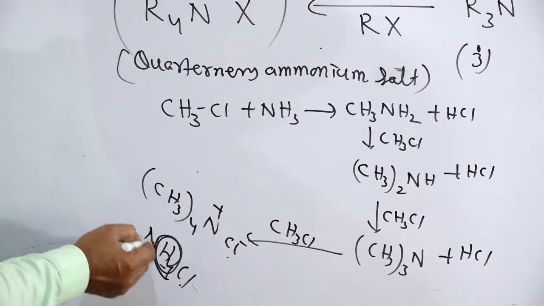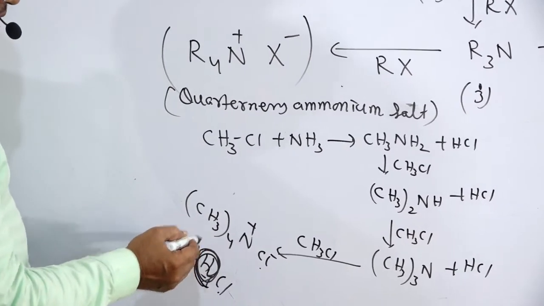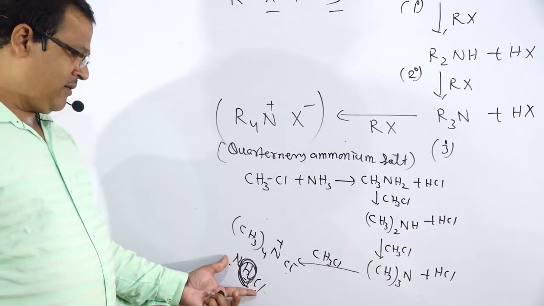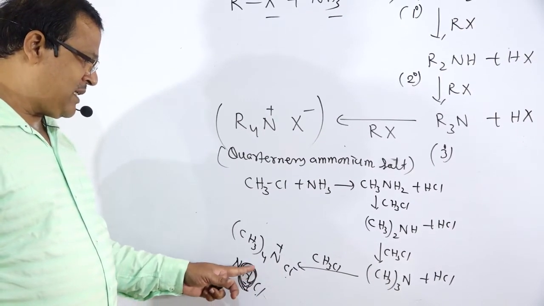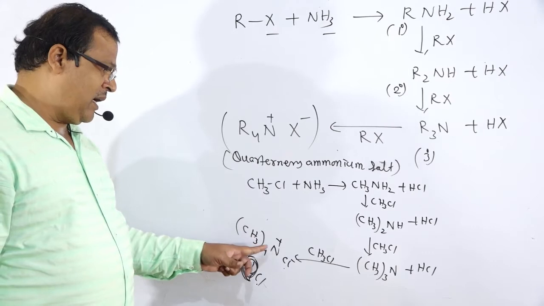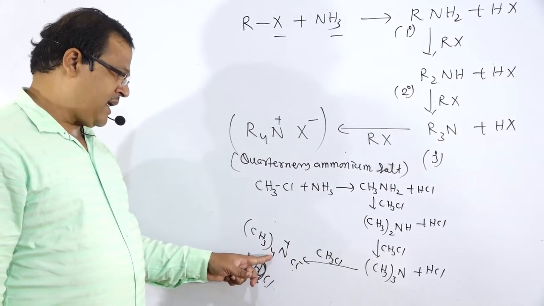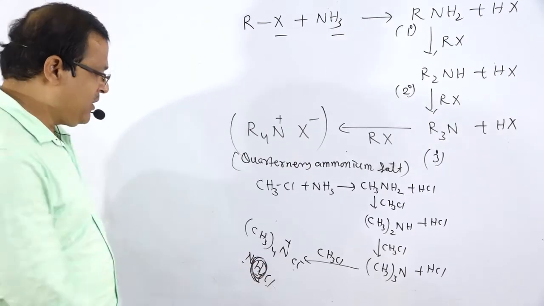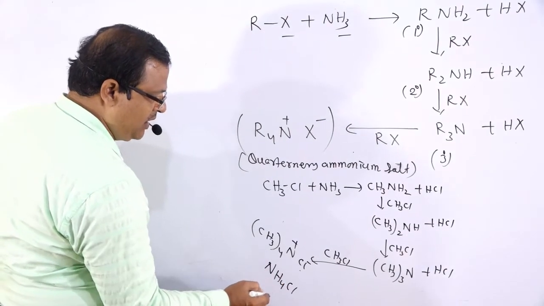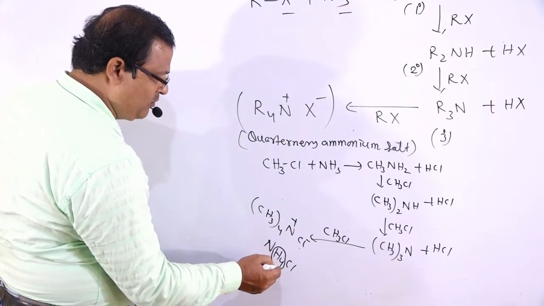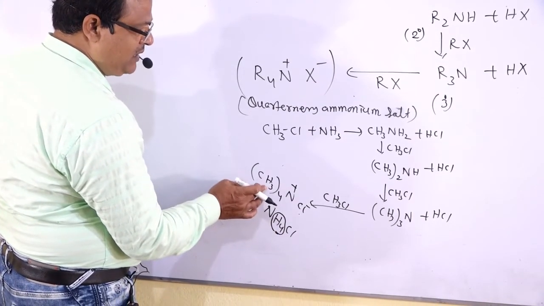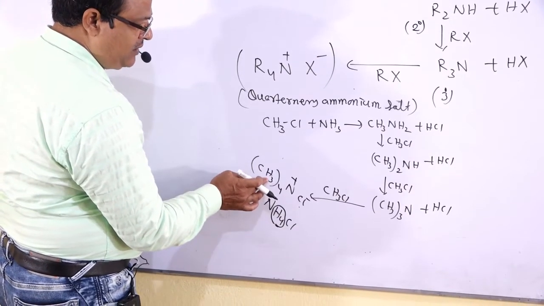So these four hydrogen atoms are replaced by that methyl group. We know the formula for ammonium chloride, NH4Cl, and these four hydrogen atoms are replaced by methyl group. Therefore, that is known as tetramethyl ammonium chloride. Because you know the formula for ammonium chloride is NH4Cl, and these four hydrogen atoms are replaced by the methyl group, that is tetramethyl ammonium chloride.